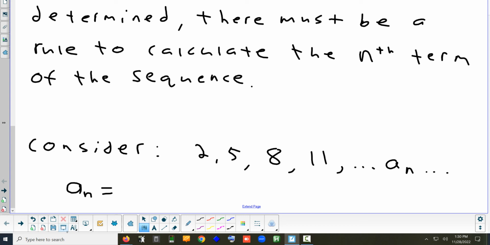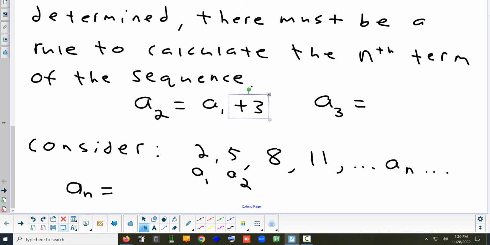So if you wanted, let's call this one a sub 1, and let's call this one a sub 2. How did you get a sub 2? You said plus 3. You added 3 to the first term. You added 3 to a sub 1. So a sub 2 is the one before it plus 3. So how do you think we'd write the formula for a sub 3? A sub 2 plus 3. Yeah. You take the one before it and you add 3.